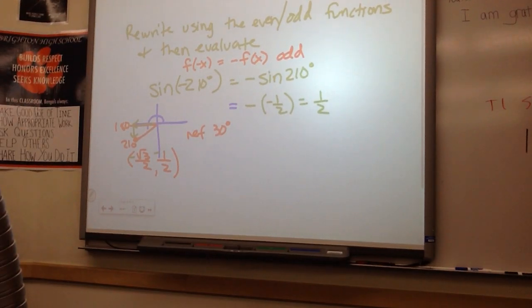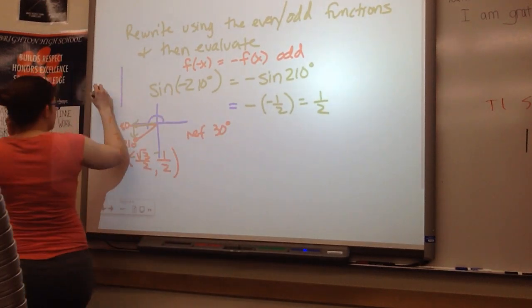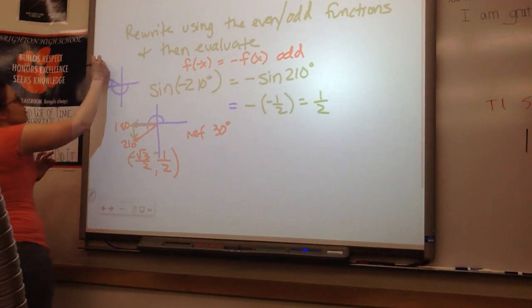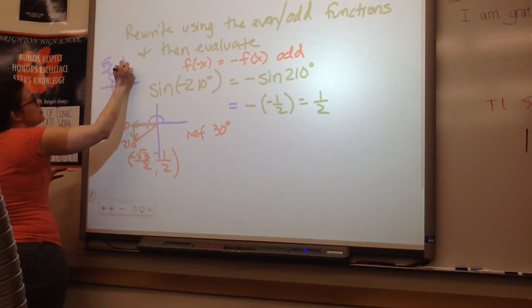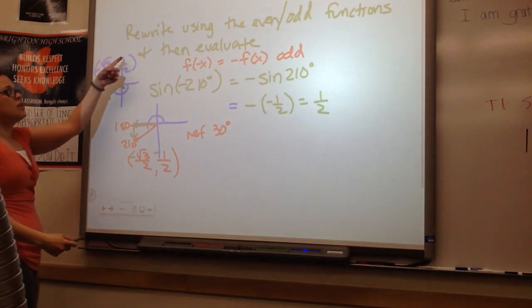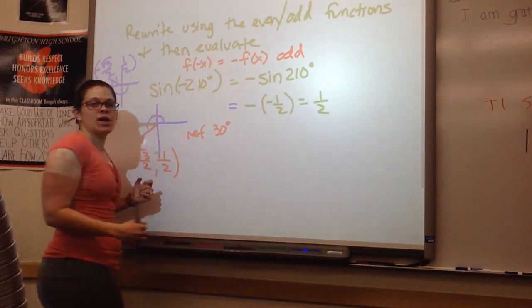Now, just to show you that these two things are equal, if we were to find the sine of negative 210, negative 210 puts us here. Again, it's 30 degrees, so we get the same point, except our signs are different. This one's still negative, but this one's positive. So we take the sine, which is the y value, so 1/2 equals 1/2.